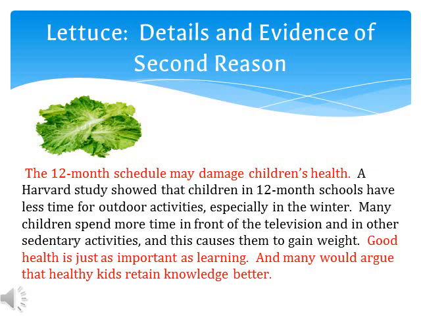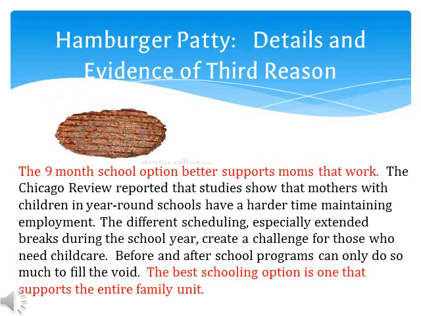Now that we're done with our third paragraph, let's move on to our fourth paragraph and our final reason. I am now going to read aloud the fourth paragraph. The 9-month school option better supports moms that work. The Chicago Review reported that studies show that mothers with children in year-round schools have a harder time maintaining employment. The different scheduling, especially extended breaks during the school year, create a challenge for those who need childcare. Before and after-school programs can only do so much to fill the void. The best schooling option is one that supports the entire family.